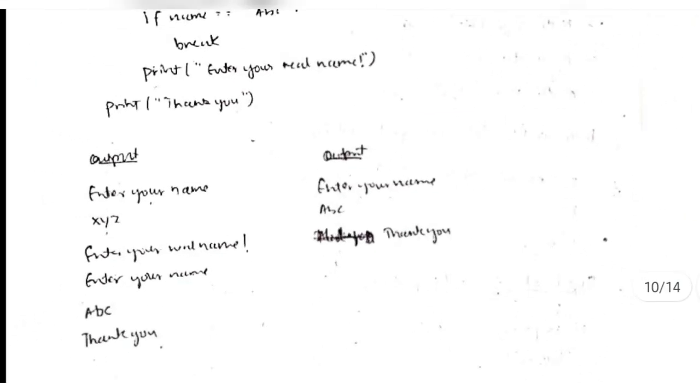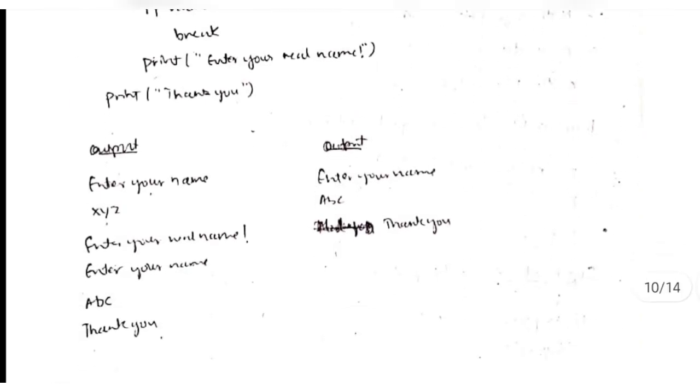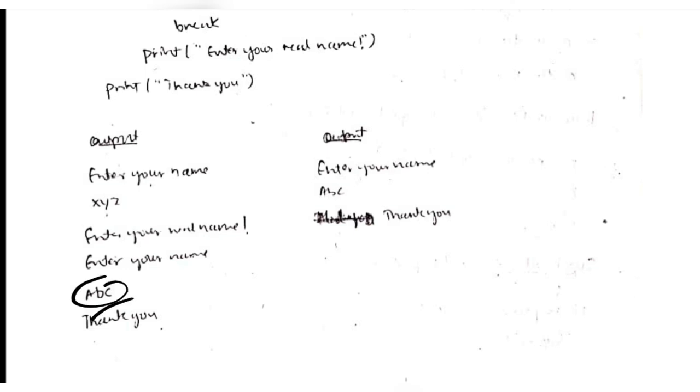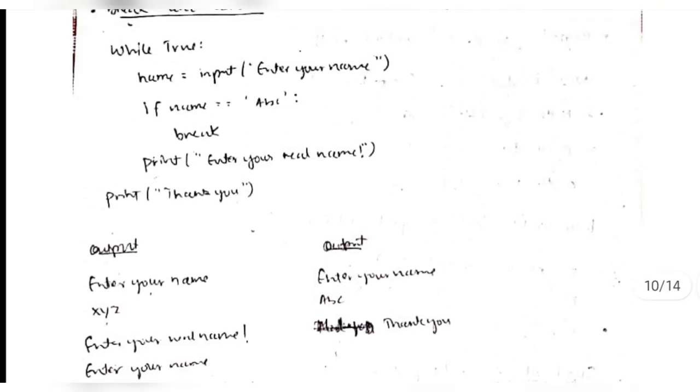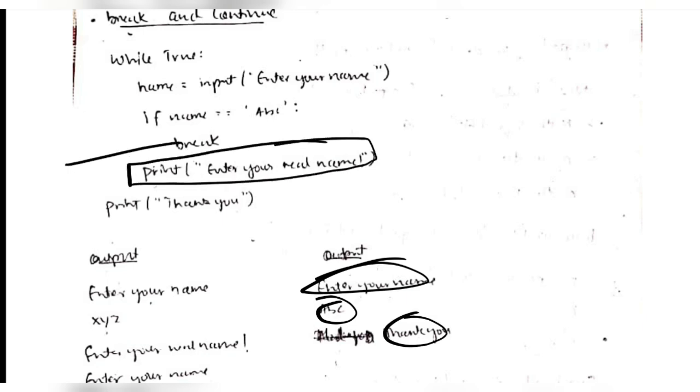So here is the output. Enter your name XYZ, it will not break, it will keep on executing, because of while True, it's an infinite loop. And when I enter the name ABC, at that time it will come here and break, and this will not be printed. As you can observe, this will not be printed here, it will just print thank you. And that is the same thing here. If the first time I enter ABC, it will print thank you. This one will not be printed, because break means come out of this loop. This is the loop here.